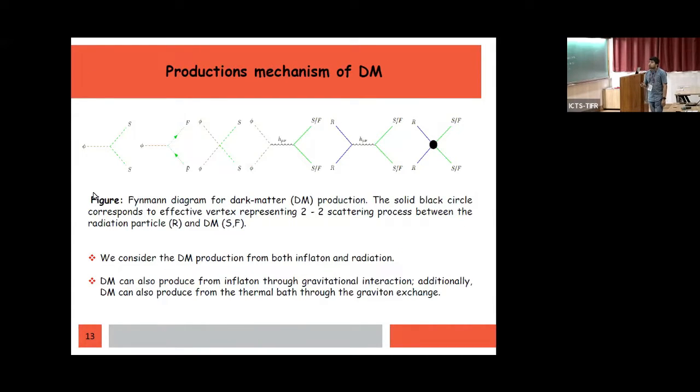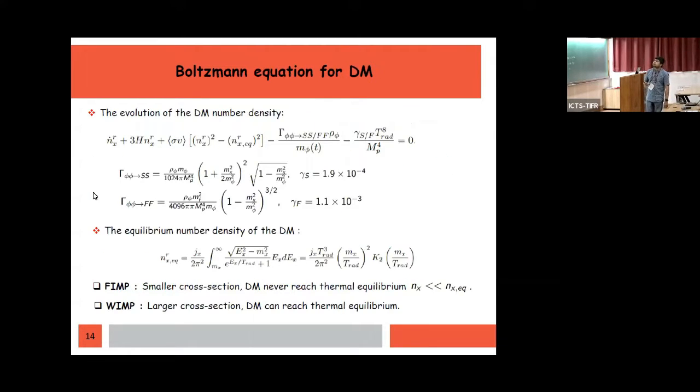Okay. Now go to the dark matter sector, where we consider dark matter production from both the inflaton and the radiation, and we also took the infrared scattering through the exchange of graviton, and also considered dark matter production from the radiation bath. But here we took some effective vertex, and so the σv is some free, constant parameter. I will only discuss the dark matter production from the radiation channel here.